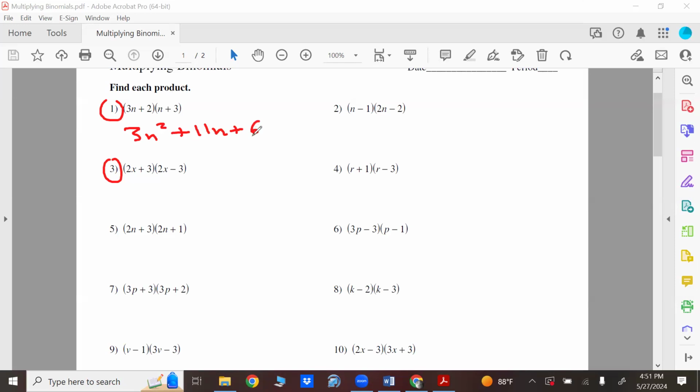Try two. And it's 3n squared plus negative 2n plus negative 2n plus positive 2. I don't know. Wait, I need to simplify that. So it'll be 0.